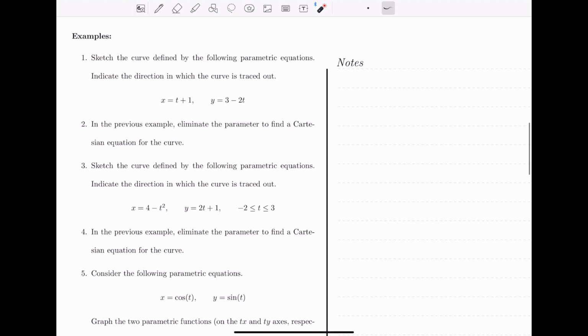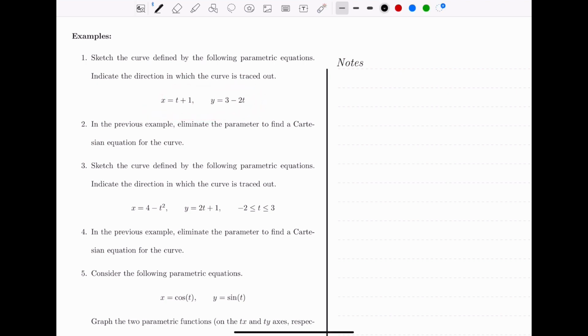So in example 1, we want to sketch the curve defined by the following parametric equations. Here we have two equations, two functions. X is a function of t, and y is a function of t. X and y are independent of each other, but each of them depends on the variable t. So we want to sketch the curve described by these equations.